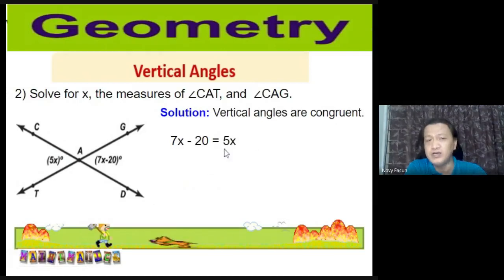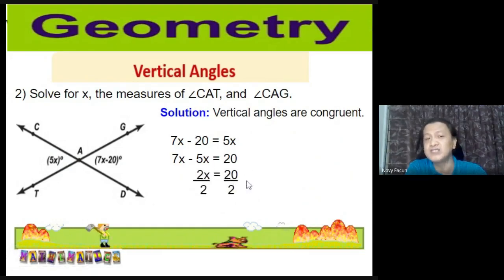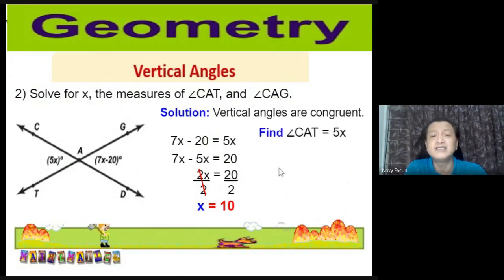Then, combine like terms. I-transpose natin yung constant dito sa right side. Yung may variable doon sa left side. Kaya magiging 7x minus 5x equals 20. And then, that is now 2x equals 20, or simply divide both sides by 2 para matanggalin yung 2 dyan. Okay, and then, what is 20 over 2? That is 10.